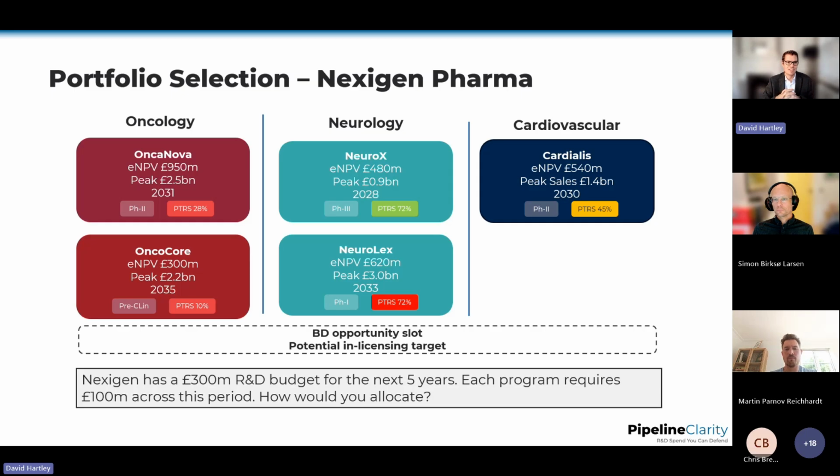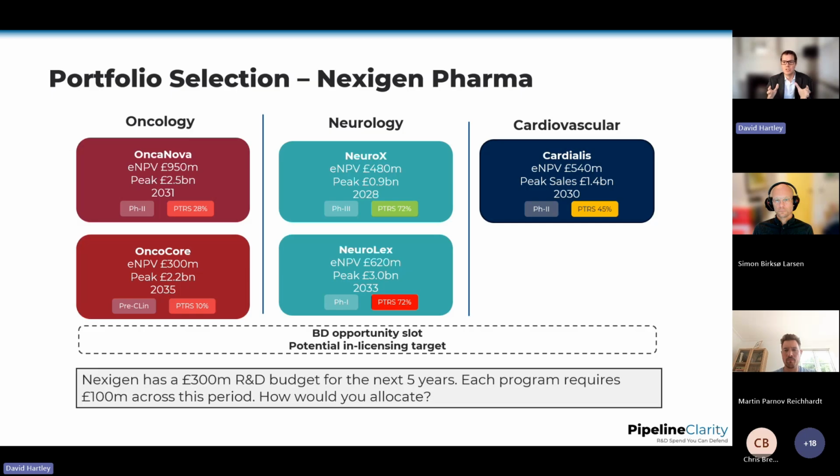So let's imagine that we had a pharma company, which we are calling Nexagen Pharma. Everything, I should stress here, is made up. None of these represent real companies or real projects. But this Nexagen Pharma example has 3 therapeutic areas that they play in: oncology, neurology, cardiovascular, and they've got 5 assets currently in development across various different phases, various different risk and reward profiles, as outlined on this slide. Now, we'll imagine that Nexagen has a £300 million R&D budget for the next 5 years, and each program requires 100 million across this period.